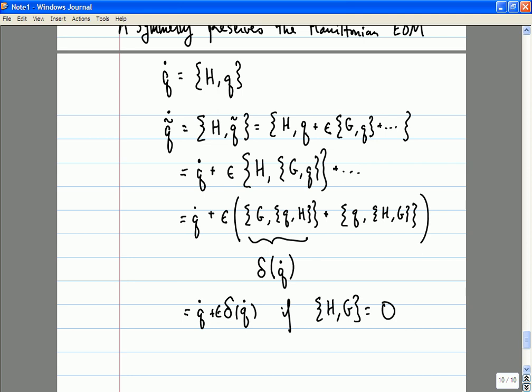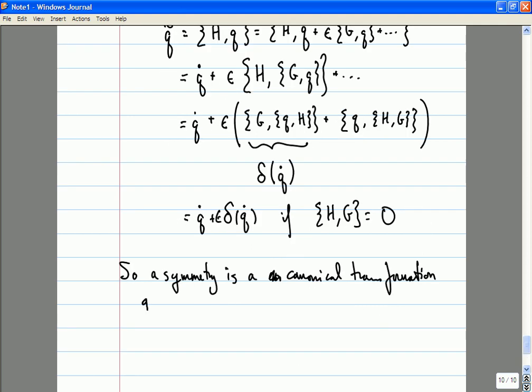So a symmetry in classical mechanics is a canonical transformation which is generated by an observable G whose Poisson bracket with the Hamiltonian is equal to 0.